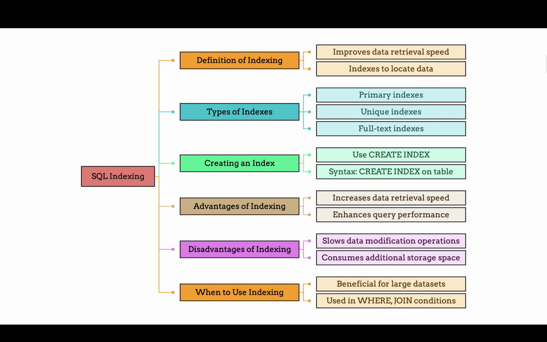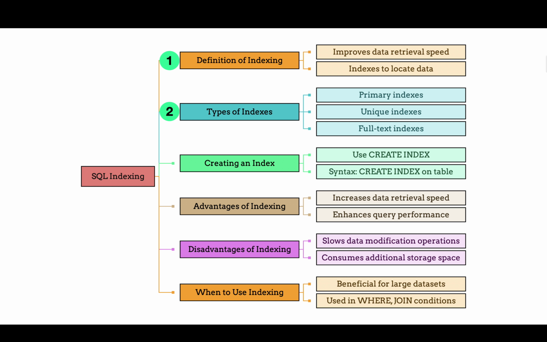SQL indexing. 1. Definition of indexing. In SQL, indexing is the process of creating an index, a data structure that improves the speed of data retrieval operations on a database table. Indexes are used to quickly locate data without having to search every row.